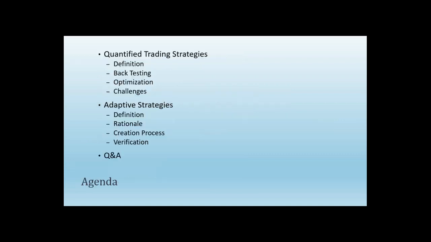Here's what we're going to talk about tonight. We're going to talk a little bit about quantified trading strategies in general, what we mean when we say that, and how we go about backtesting and optimizing those strategies. And then we're going to talk more specifically and spend most of our time on adaptive trading strategies. So we'll talk about how those are different than a regular quantified trading strategy, why we might want to do that, and then what process we would go through to develop a quantified adaptive trading strategy.